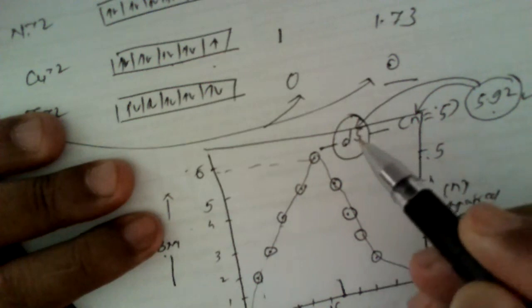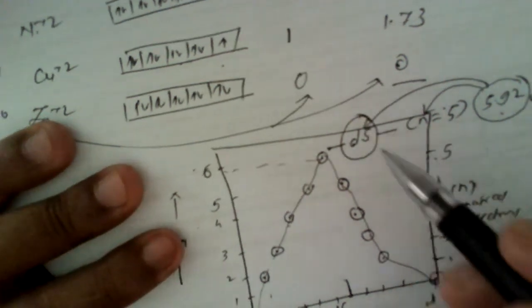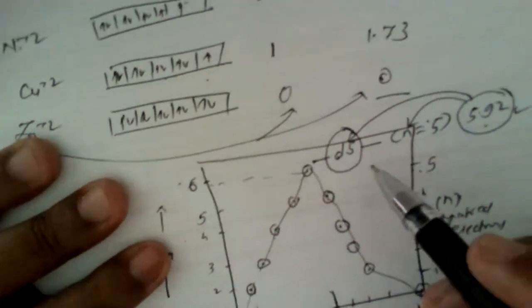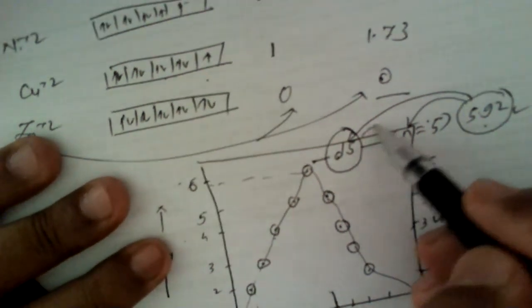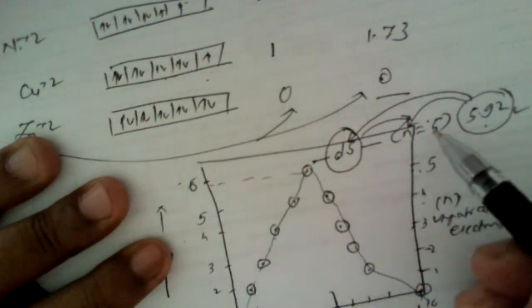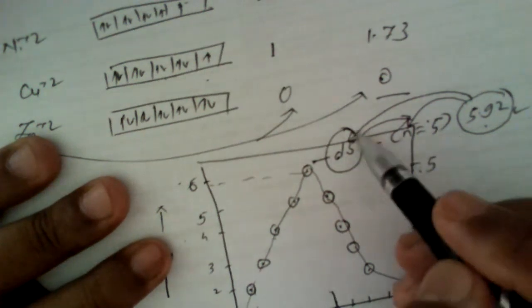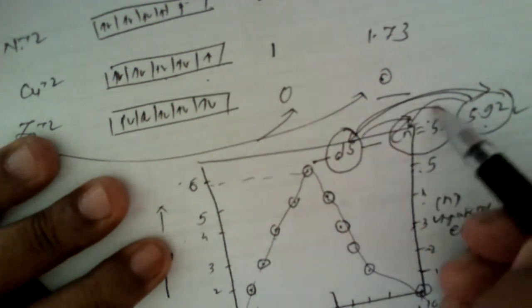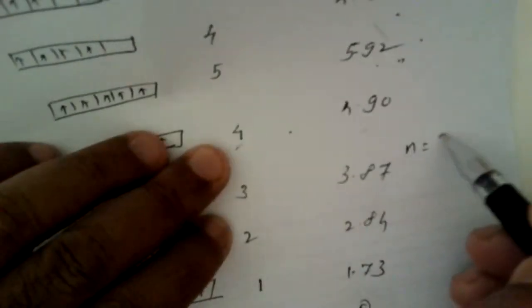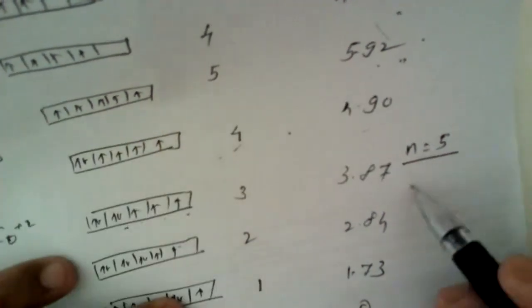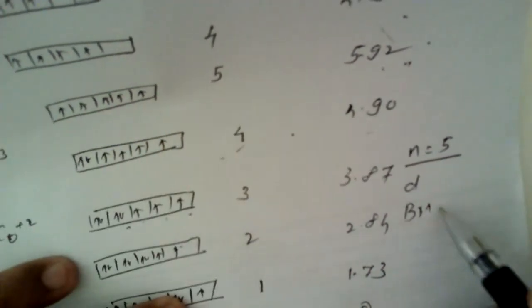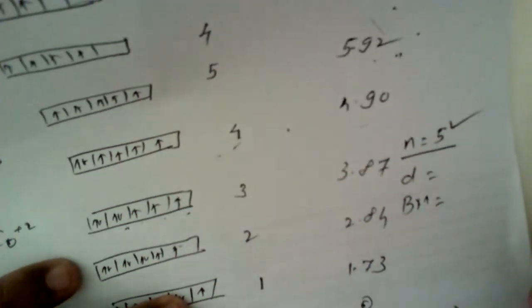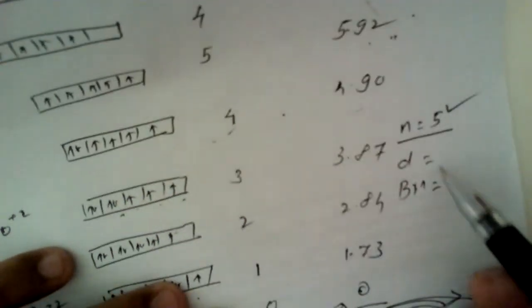If we know d5, that means the d orbitals contain 5 unpaired electrons, then we can easily arrive at the total number of unpaired electrons. D5 means the total number of unpaired electrons is 5 and the magnetic moment is definitely 5.92. Or suppose you are given that the element contains n equal to 5 unpaired electrons, find its d orbital configuration and magnetic moment. So if we know one parameter, we can easily arrive at the d orbital configuration and magnetic moment. How? Just see.